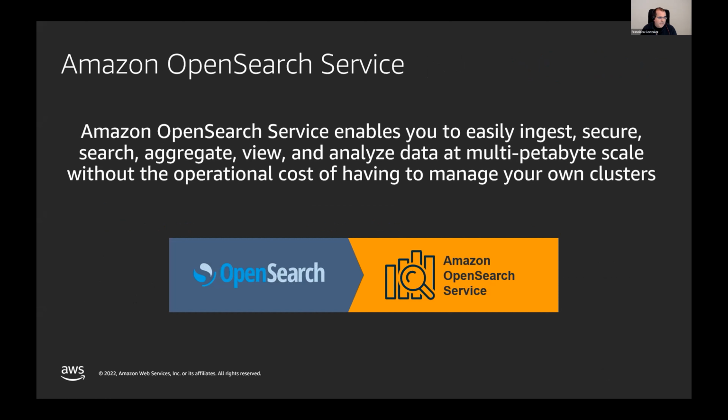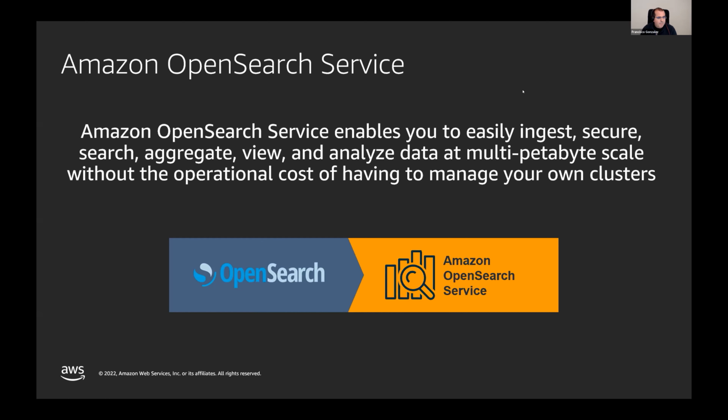So Amazon Opensearch Service is the managed service on top of the OpenSearch community project, and it enables you to ingest, secure, search, aggregate, view, and analyze data at multi-petabyte scale without the operational cost of having to manage your own clusters. So we have the open source project that you can download and run on-premise or self-manage, but Amazon has an offering for you. That's the managed service. And so you don't need to manage your clusters and nodes and so on.